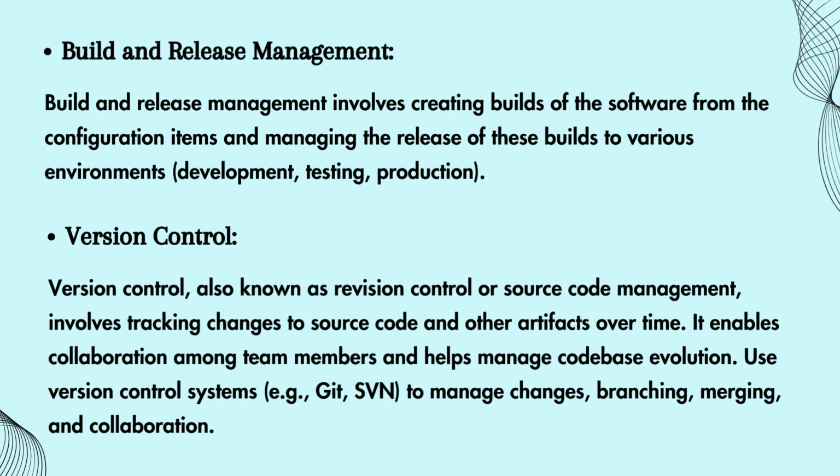The sixth step is version control. Version control, also known as revision control or source code management, involves tracking changes to source code and other artifacts over time. It enables collaboration among team members and helps manage codebase evolution. Use version control systems, for example, Git, SVN, to manage changes, branching, merging, and collaboration.